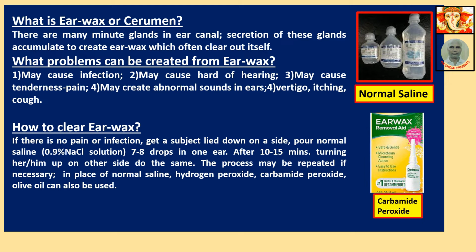How to clear earwax? If there is no pain or infection, get the subject to lie down on a side. Pour normal saline, 0.9% NaCl solution, 7-8 drops in one ear. Wait for 10 to 15 minutes. After 10 to 15 minutes, turn him over, and on the other side do the same. The process may be repeated if necessary. In place of normal saline, hydrogen peroxide, carbamide peroxide, or olive oil can be used.